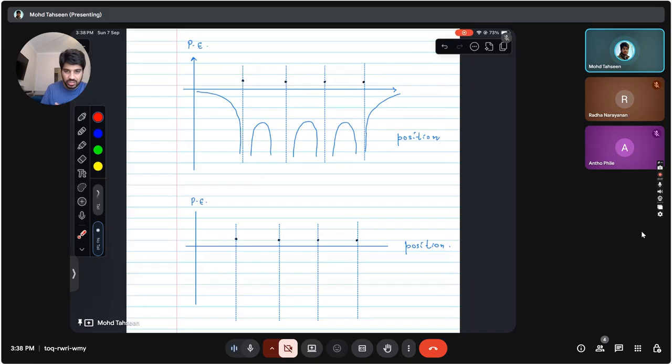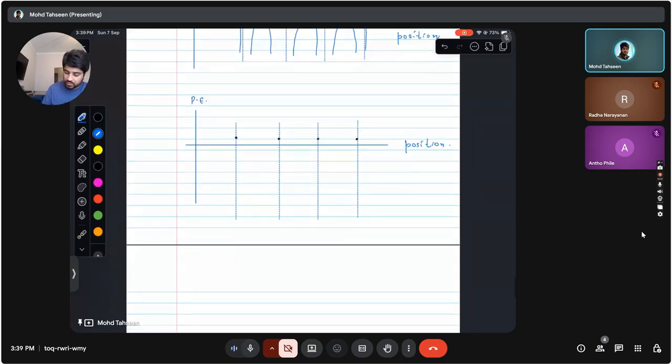Okay, so the nature of the plot here is that it has several wells and the wells correspond to the positions of the ionic cores. Okay, that's the nature, the qualitative description of the graph. The second thing is periodicity. Okay, this periodicity is set by the packaging of the material.